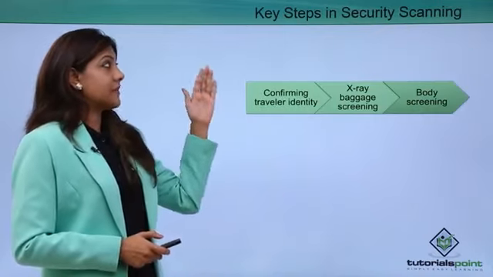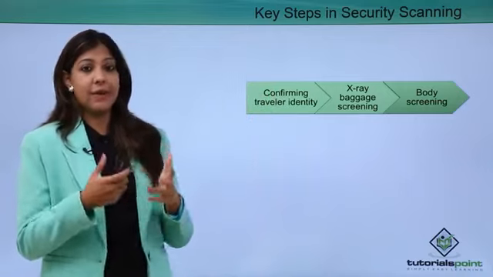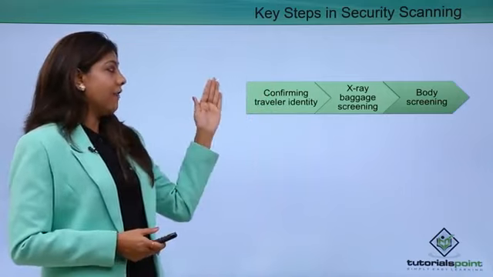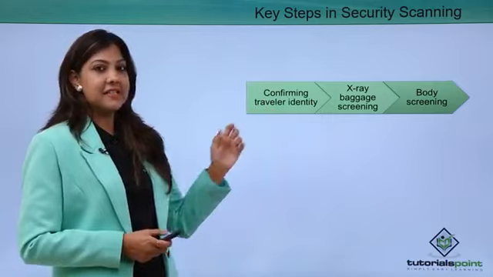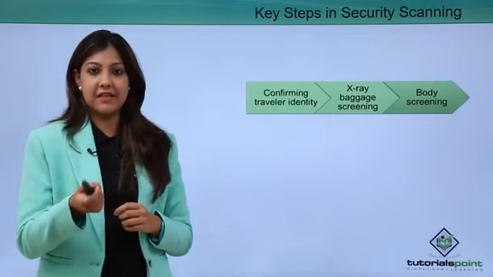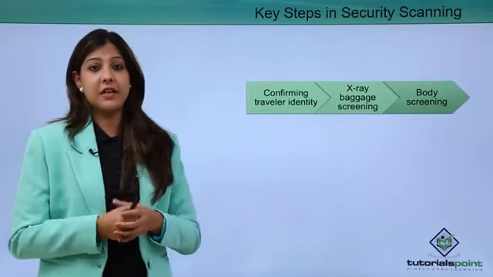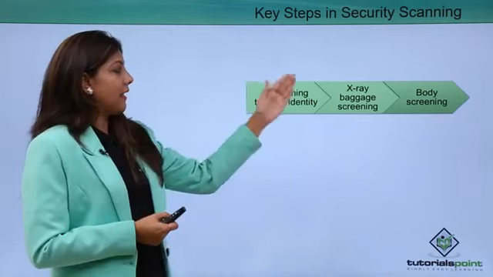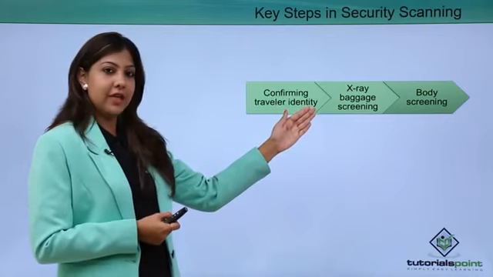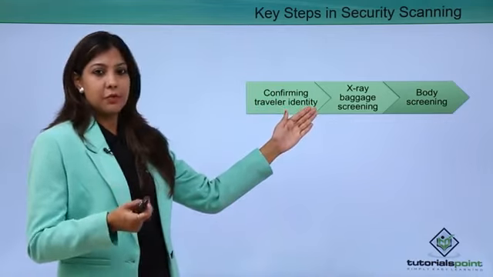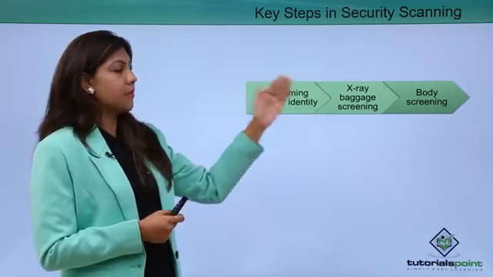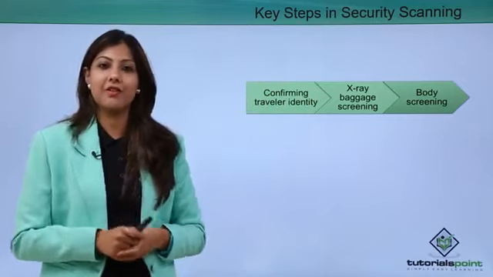Well, certain key steps in security scanning, as we mentioned a little while ago: they have to confirm the traveler identity. For traveler identity, he needs to show his personal identification card. And there's X-ray baggage screening, and anything which is not supposed to be there is taken out, and there is a body screening which happens for each and every passenger.